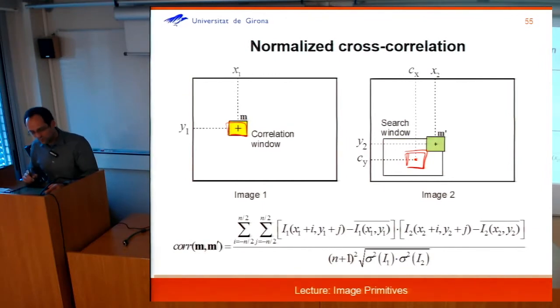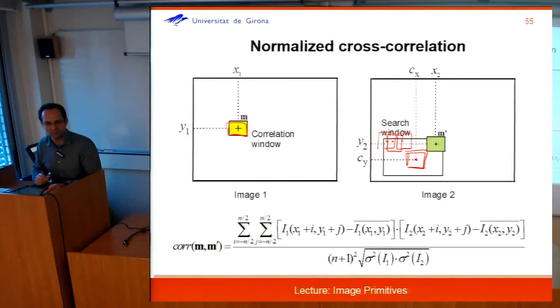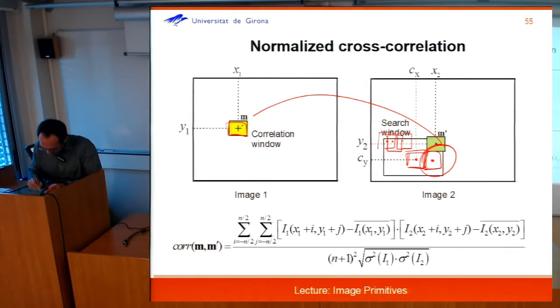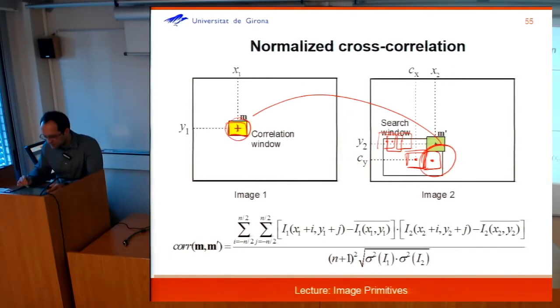Normally what you do is you open a search window, and then I apply this in this position, and in the next position, and in the next position, and I run several correlations. And then I take the maximum of these correlations. And I say, if the maximum was found here, then this patch is the correspondence to this patch here. Normally you define the search window around the corners that you detected in the second image.